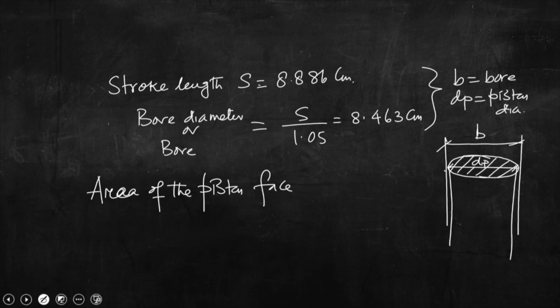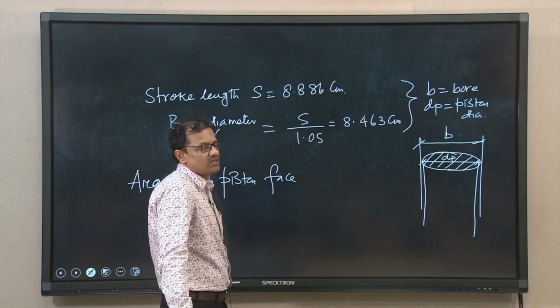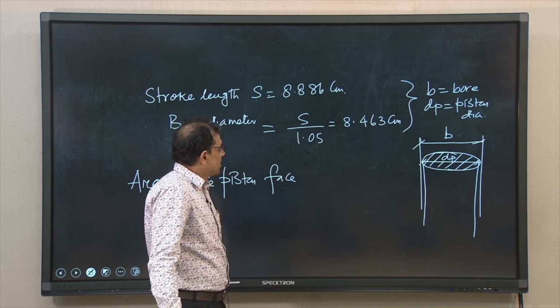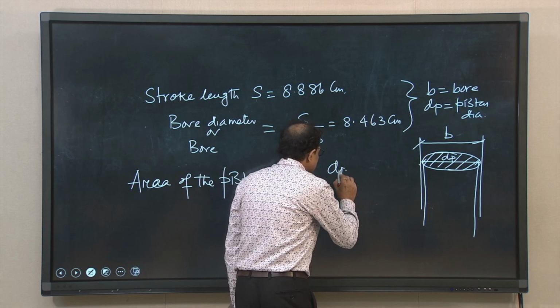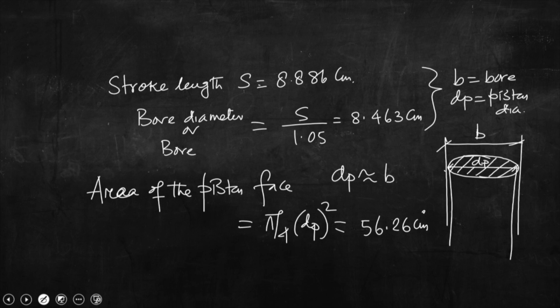So, this is piston face. As I told you, though there will be a small gap between cylinder inner wall and piston outer wall, rings are provided with the piston, so as to increase life of the piston, that we have discussed. We can approximate dP is almost equal to B. So, area of the piston face is pi by 4 into dP square, and if we put the value of dP, which is nothing but B, we will be getting that equal to 56.26 centimeter square, that is 8.463. So, this is area of the piston face.